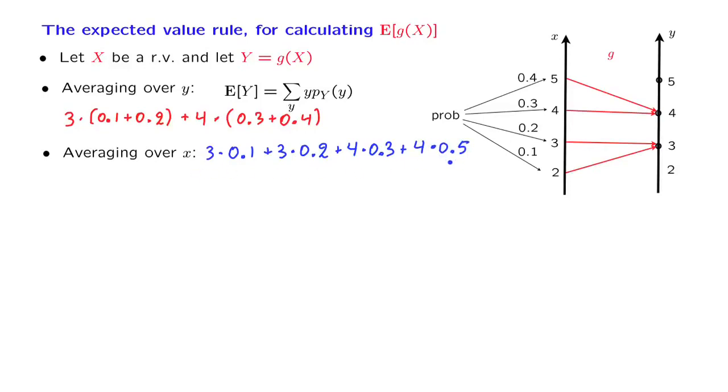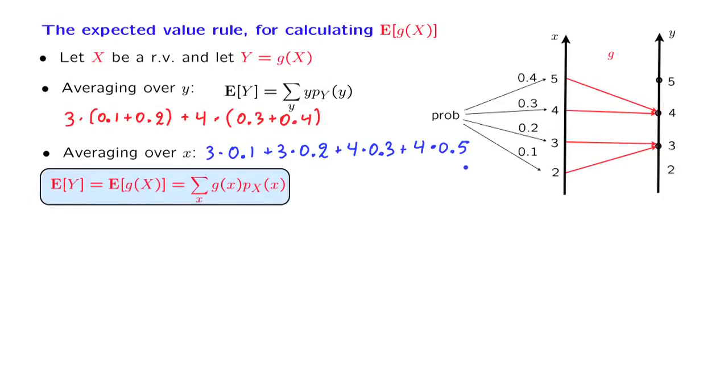Now you can compare the two arithmetic expressions, the red and the blue one, and you will notice that they're equal, except that the terms are arranged in a slightly different way. Conceptually, however, there's a very big difference. In the first summation, we run over the values of y one at a time. In the second summation, we run over the different values of x one at a time and take into account their individual contributions. This second way of calculating the expected value of y is called the expected value rule, and it corresponds to the following formula.